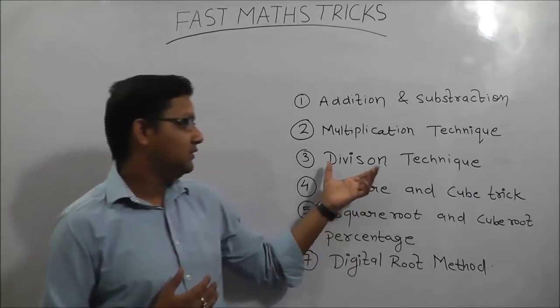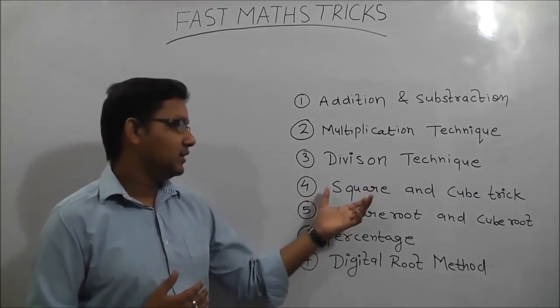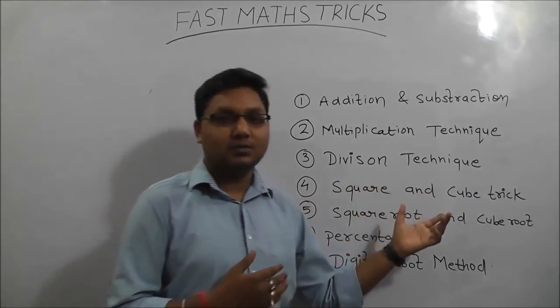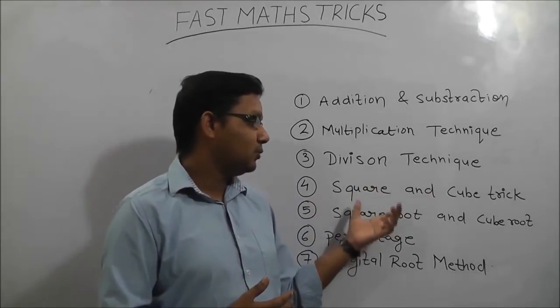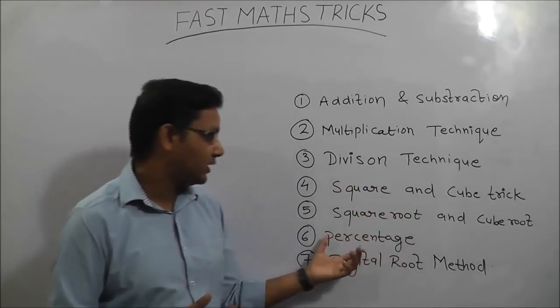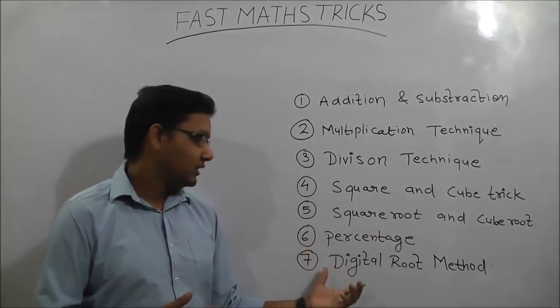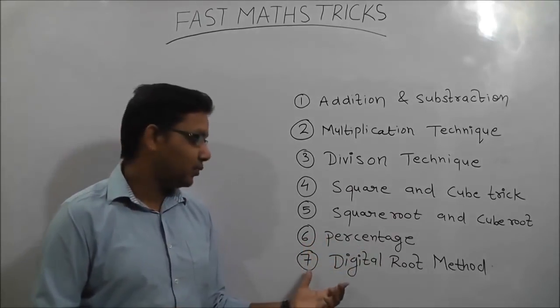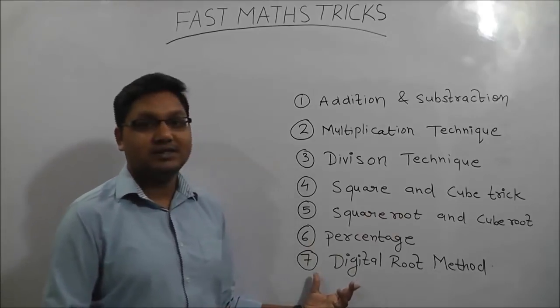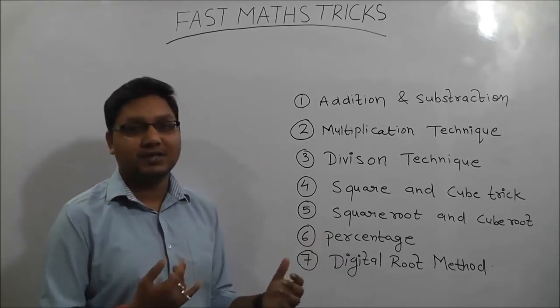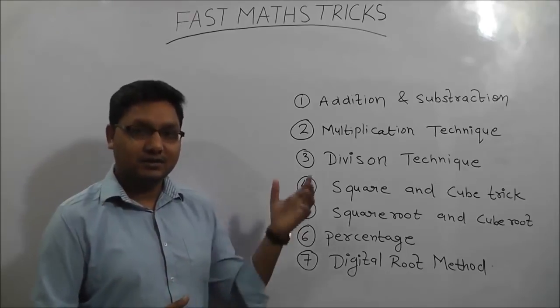Then the division technique, and square and cube root. Simplification questions come from this topic also. Square root and cube root, square trick and cube trick. Then percentage and the digital root method. This is also an important method to verify whether the answer is correct or not. Digital root method, and the percentage concept, which also simplifies your time in division.